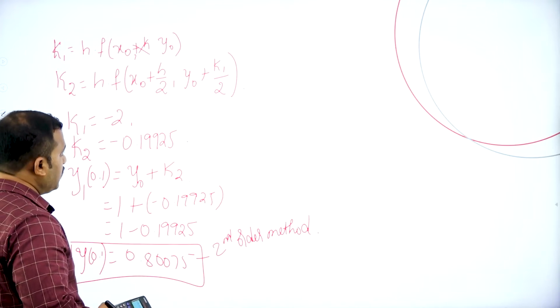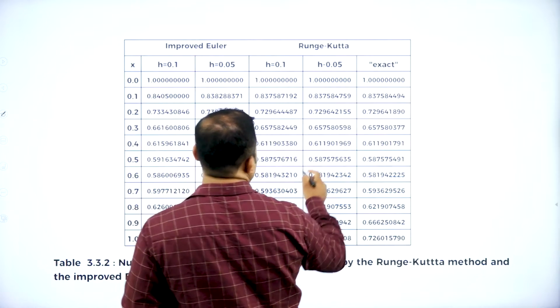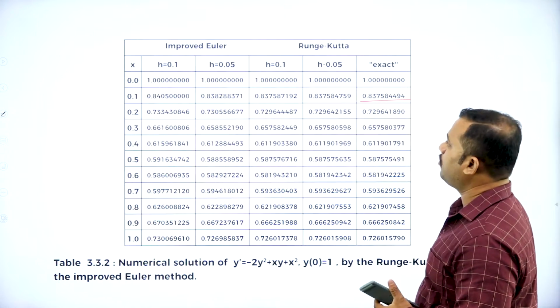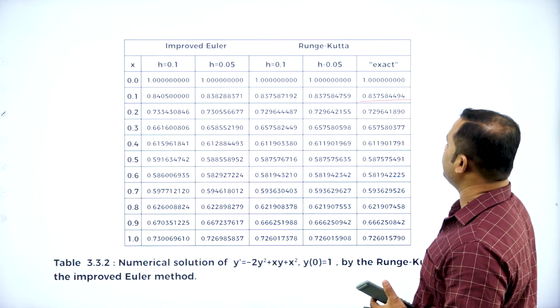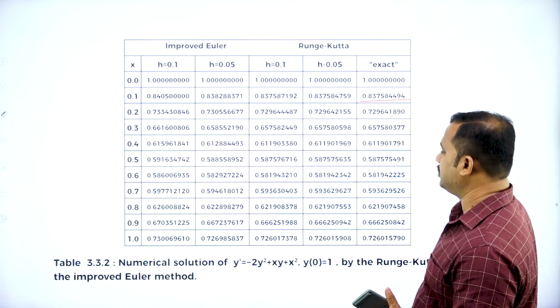So moving on to the table, we have the value. You can see it here. What is the exact value of this? 0.80075, 83758494, by using the Runge-Kutta method.